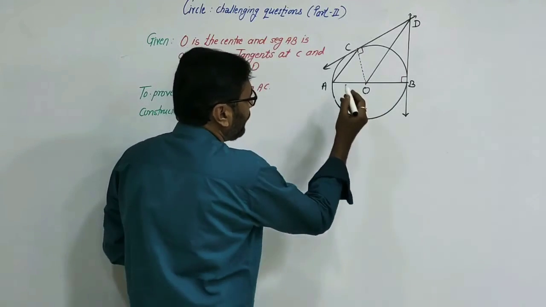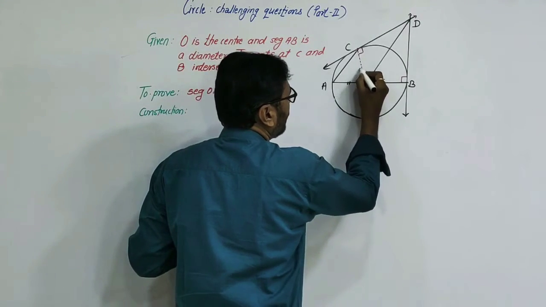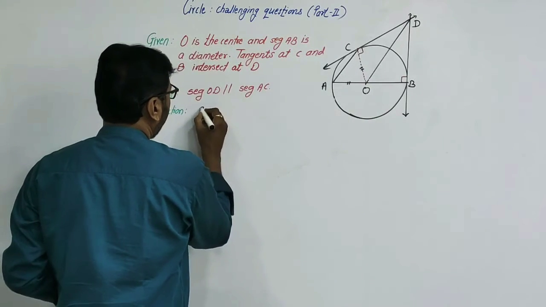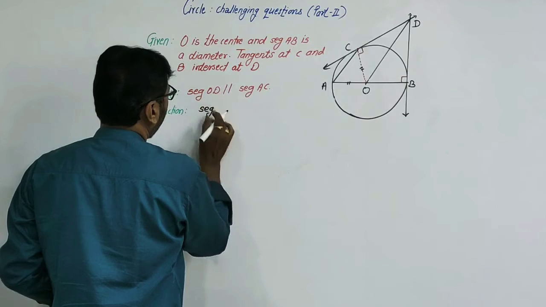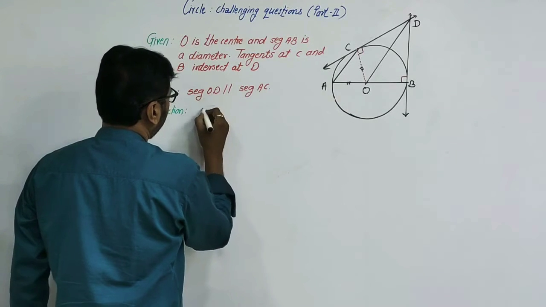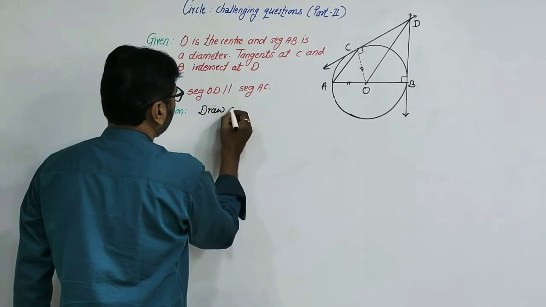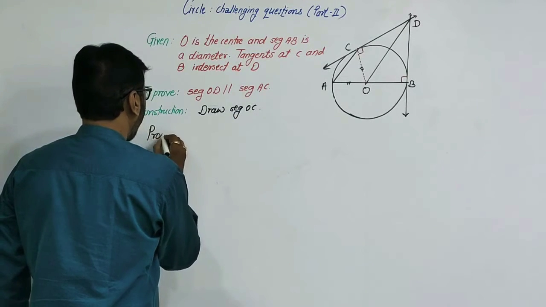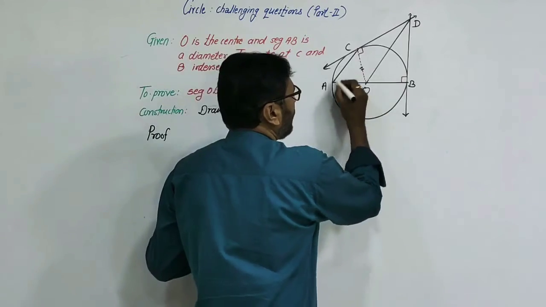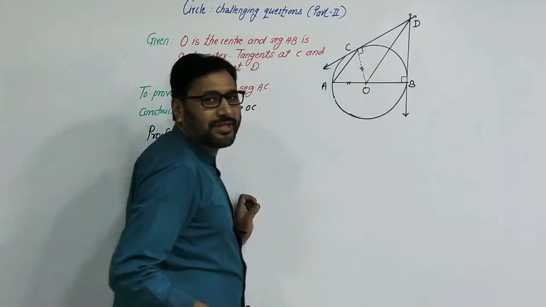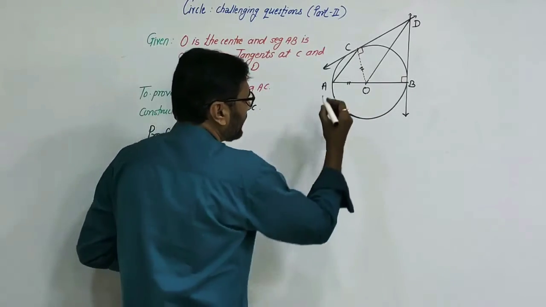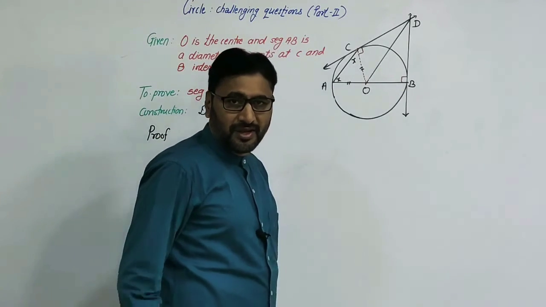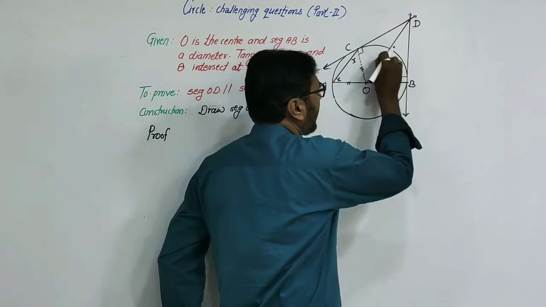Students, if you take OA is equal to OC, before that we'll do construction. We'll draw segment OC. So see, in triangle OAC, you will take OA is equal to OC, radii of the same circle. So this angle will be equal to this angle. After that, we'll prove these two triangles congruent.